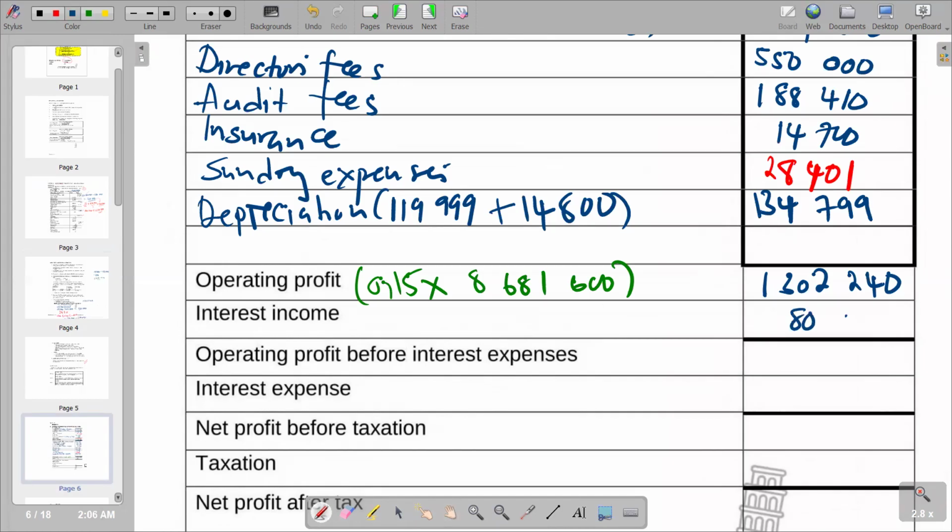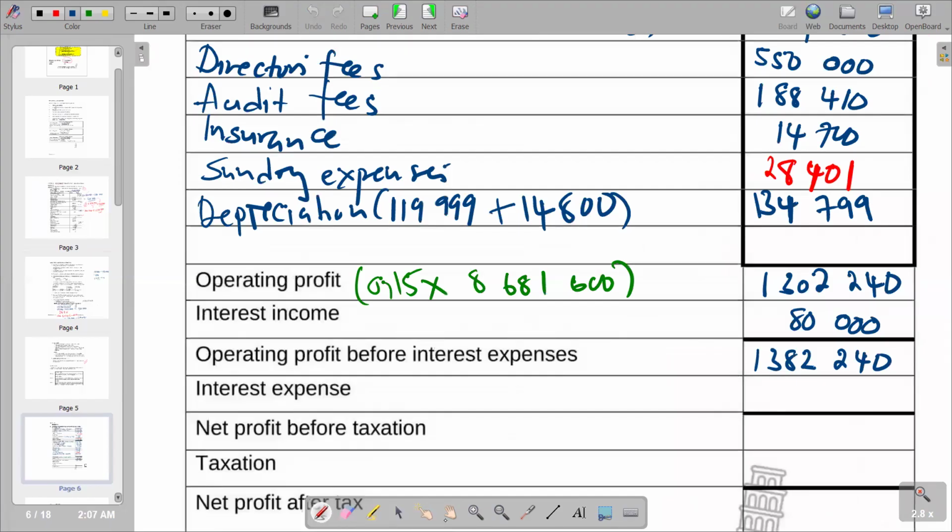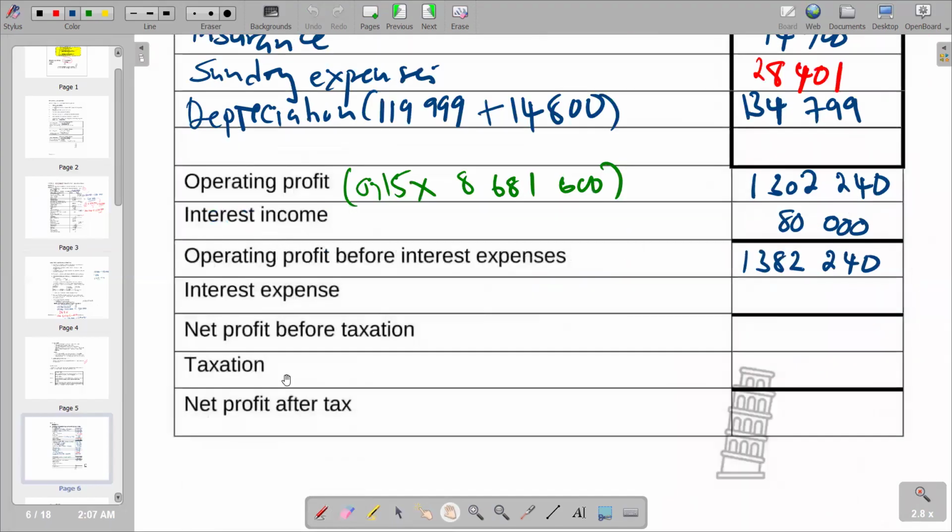So here we're saying 80,000, and then from there, we can go to our operating profit plus interest income. And then you're supposed to get your 1,382,240. And then we go for interest expense, and we go according to interest on loan, which is the interest expense here. We are given it as a question mark here. So we also need to find it as a balancing figure. Profit before taxation is also not given.